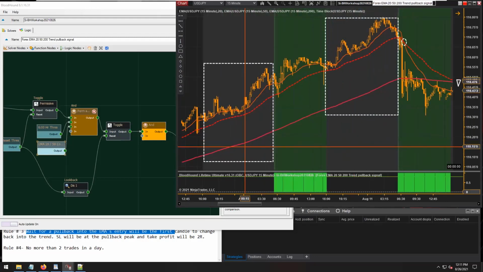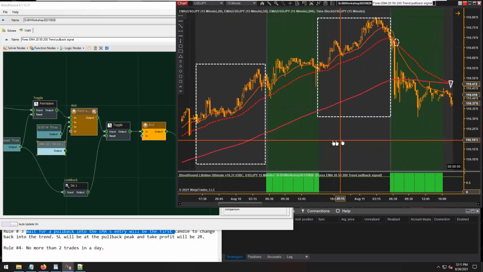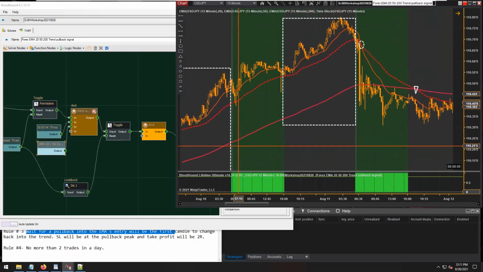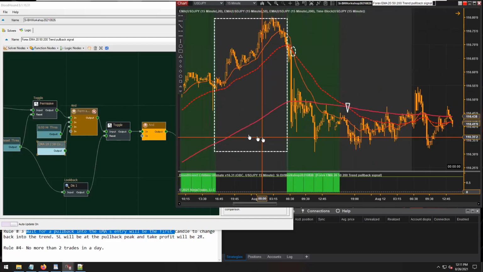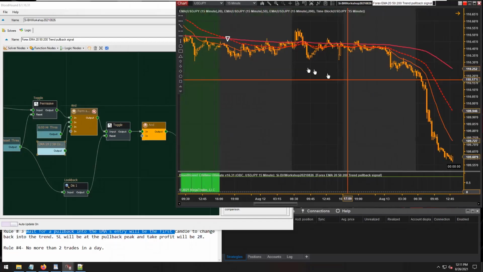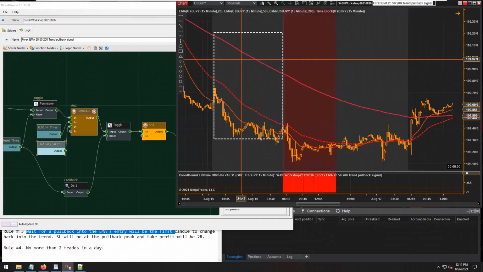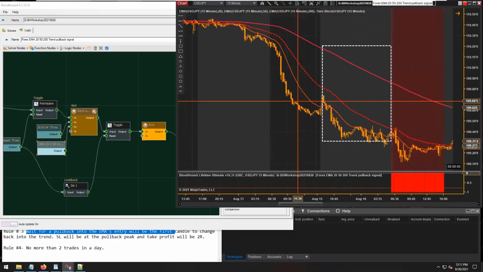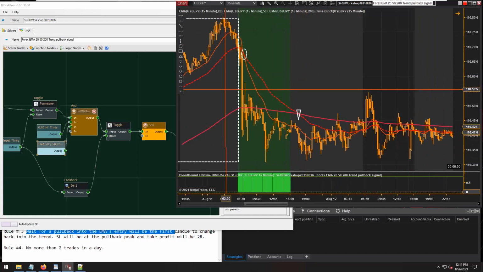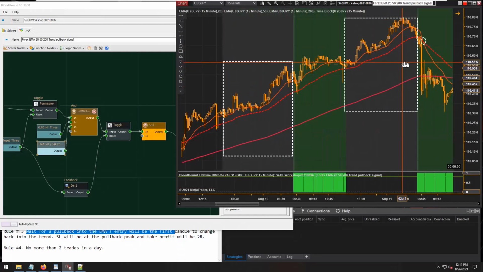All right, so we have two up days. And now our permissive is only allowing long signals here. So we're looking for a pullback that will generate a long signal. Let's scroll. Yeah, there we go. So here's a down day. Bingo. We should be good with that.